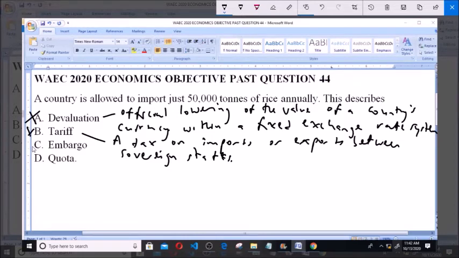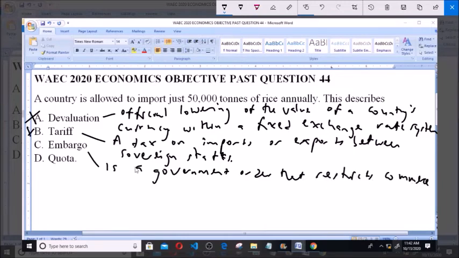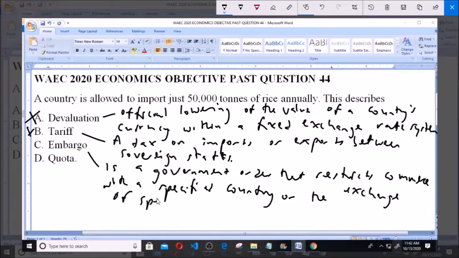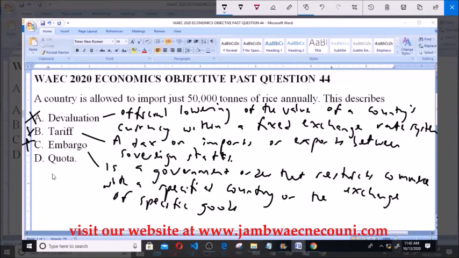Now option C says embargo. An embargo is a government order that restricts commerce with a specified country or the exchange of specific goods. Now, as you can see also from the question, no specific goods is restricted. Instead, what you have restricted is the number of a particular good. So option C, embargo, is not the correct answer to this question.